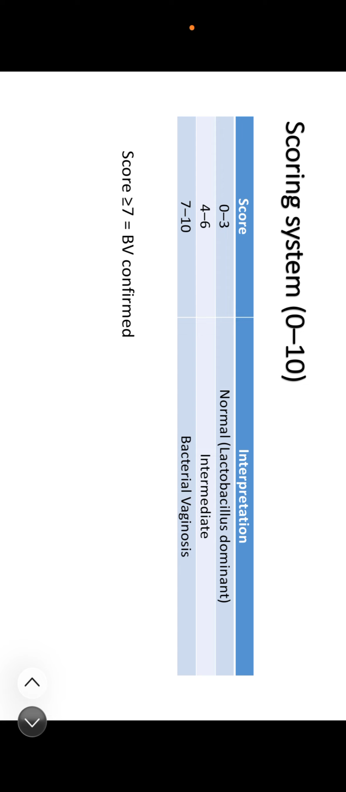Like if a large number of long rods is present and a small number of small rod bacteria is present, then it is given a score of 4 to 6. And if there is a large number of short bacilli or curved bacilli present, then it is given a score of 7 to 10. If this score is more than or equal to 7, then the bacterial vaginosis diagnosis is confirmed. So what is the role of NUGENT score actually?